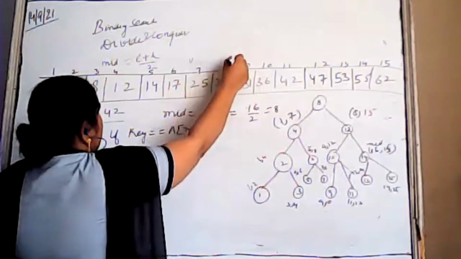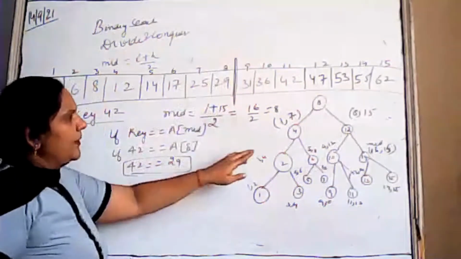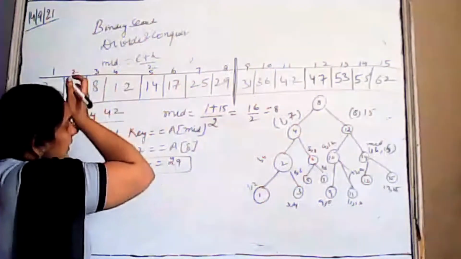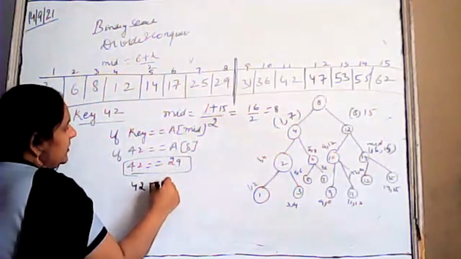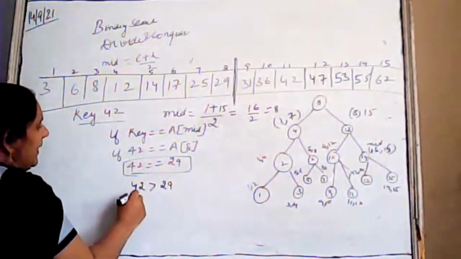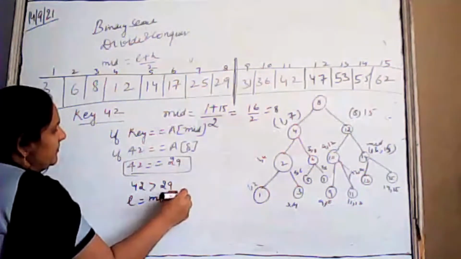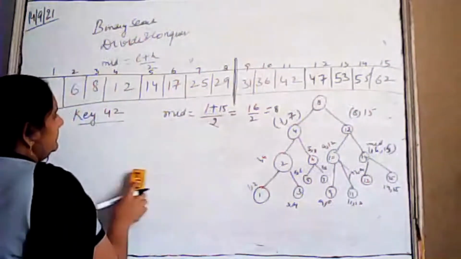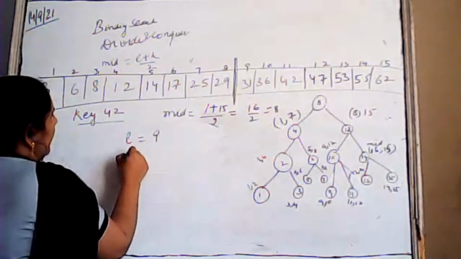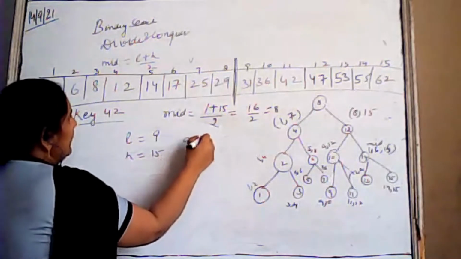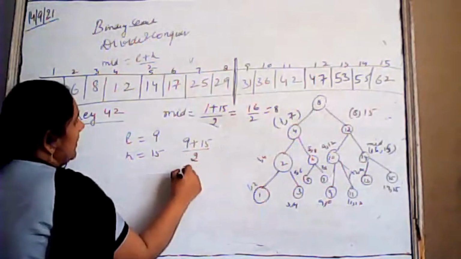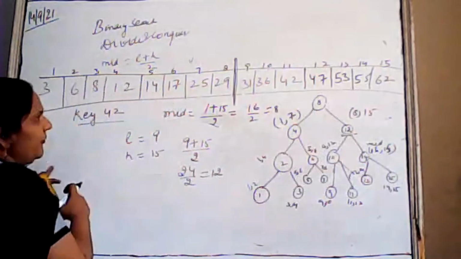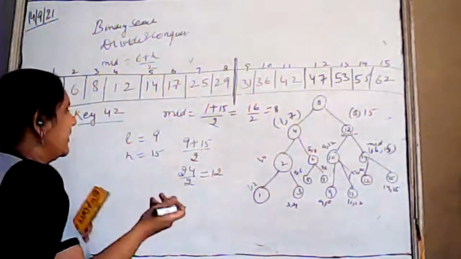We have partitioned the list at 8. One partition would have 1 to 7, another would have 8 to 15. Now check whether 42 is greater than A of mid. Yes. Then what to do? Make low equal to mid plus 1, that is 9. So low is equal to 9 and high is equal to 15. So 9 plus 15 upon 2 becomes 24 upon 2, that is 12. So 12 is the new mid for the range 9 and 15. Fine.